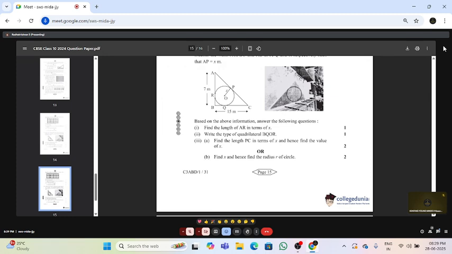And this is 15, right? X. From that, let us try to mark. So this will be 7 minus x, right? So this whole thing is 7, and therefore BR is 7 minus x. So this is also 7 minus x.